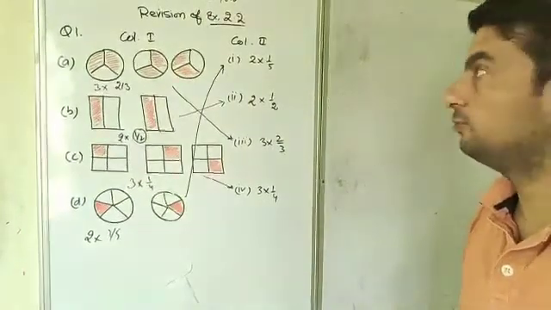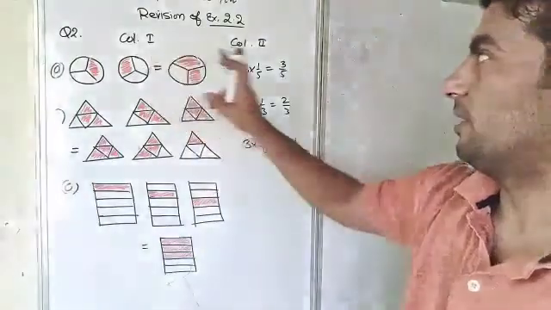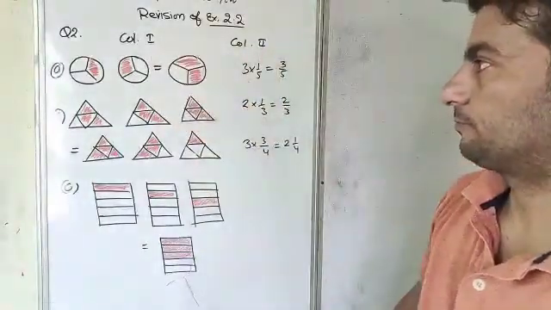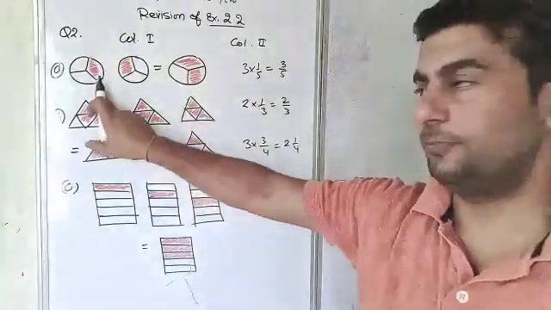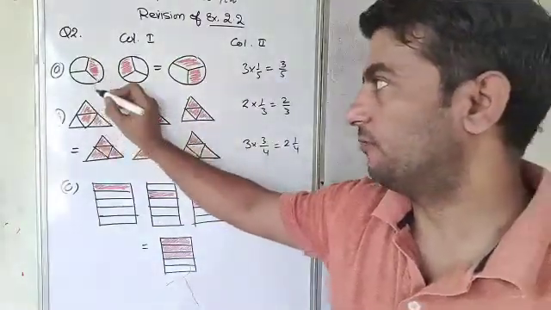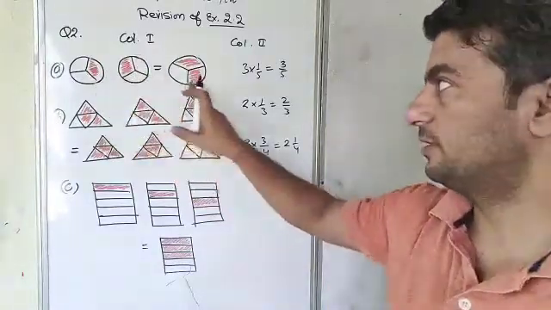In question number 2, column 1 and column 2 are given, similar to question number 1. Look at this. 1 out of the 3 parts is colored. So it represents 1 by 3. 1 out of the 3 parts is colored. 1 by 3 plus 1 by 3 is 2 by 3.